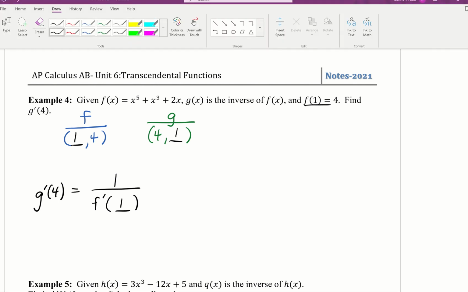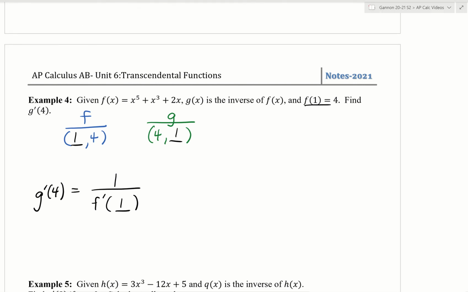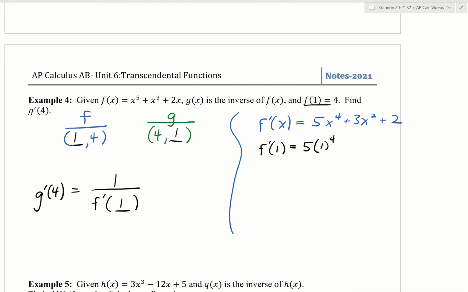So at that point, we need to know what is the derivative of f at 1. So we can take our function and find the derivative of f, which is going to be 5x to the 4th plus 3x squared plus 2. And then we can evaluate that derivative at 1. So 5 times 1 to the 4th plus 3 times 1 squared plus 2, which is 5 plus 3 plus 2, or 10.